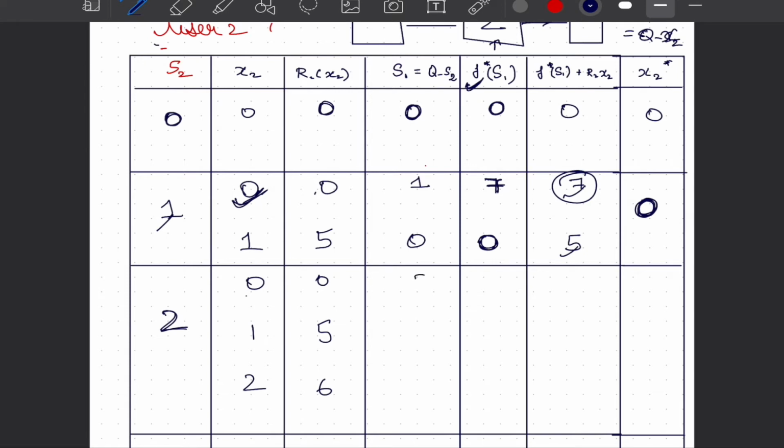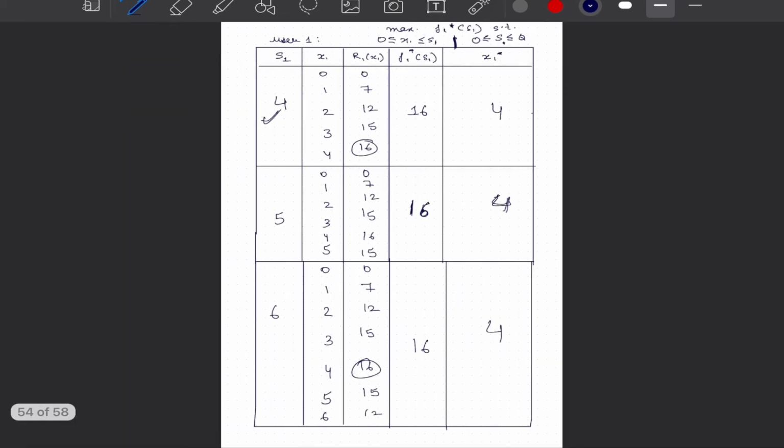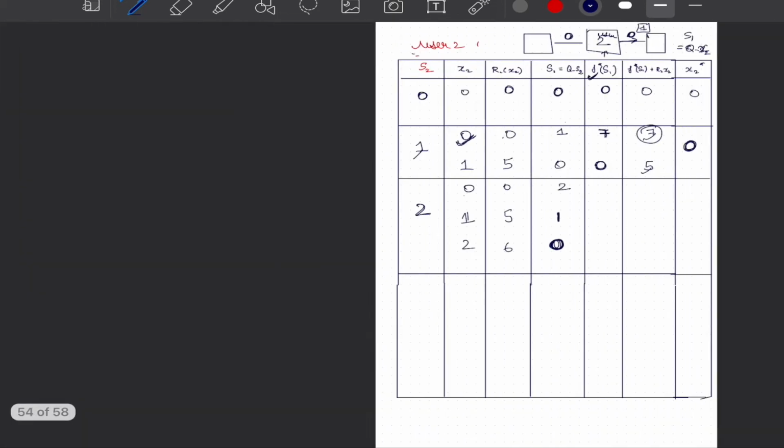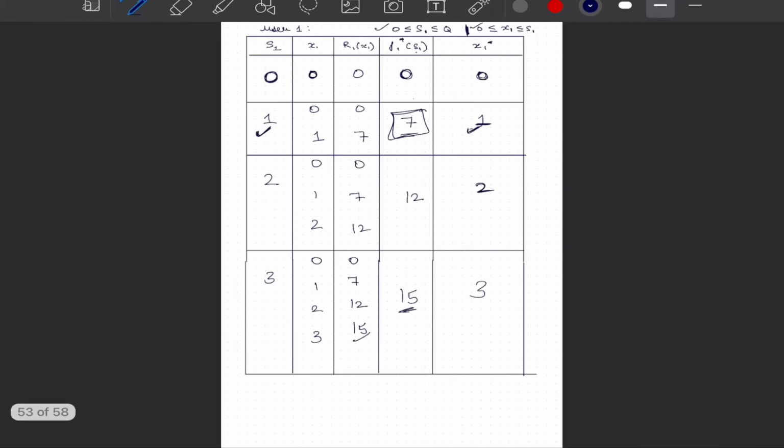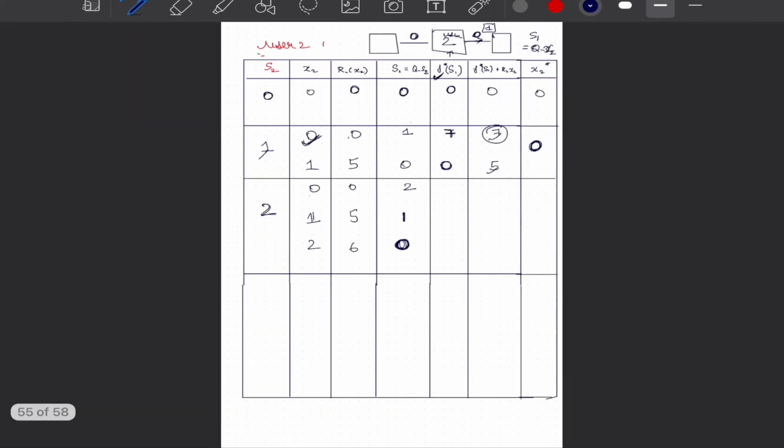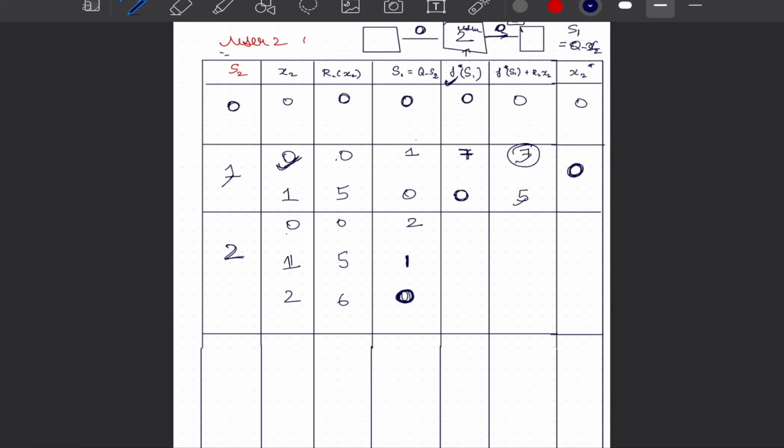If we go to 2, that is, the state at the beginning of user 2 is equal to 2 units of water available, we can have 0, 1, 2. That would mean that the returns that we are going to get are 0, 5, and 6. If we end up allocating 0 units, that would mean 2 units of water are available for user 1. 1 unit of water is available to user 1 if 1 unit is allocated to user 2, and nothing is available for user 1 if 2 units are allocated.